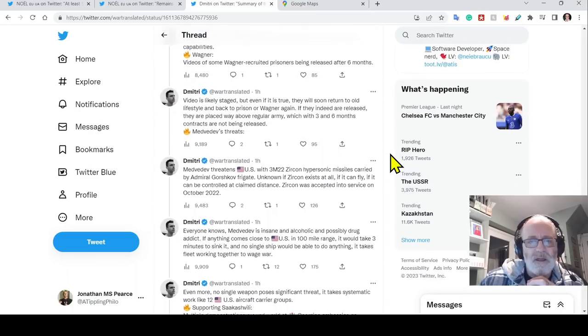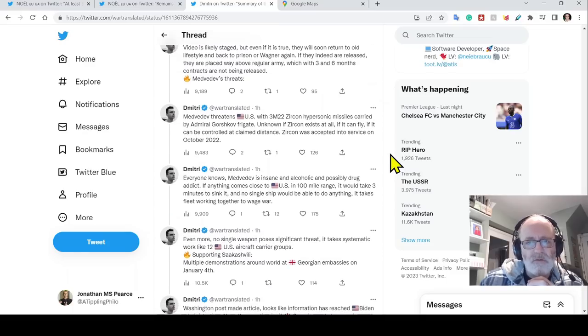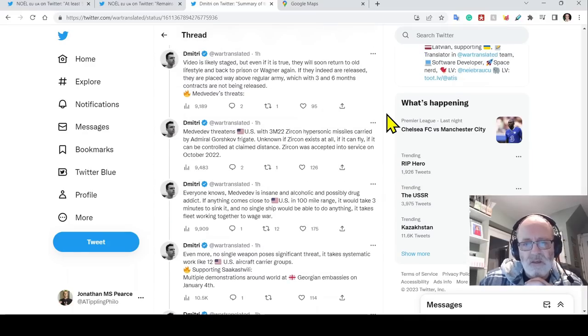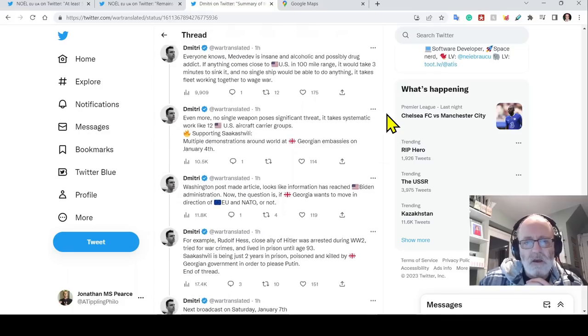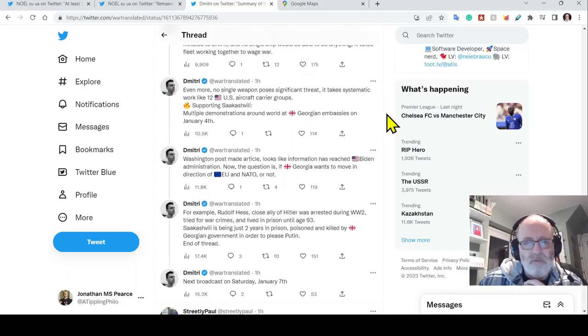There you go. It talks about Wagner releasing some of those convicts after 6 months of fighting on the front lines. Bit of a PR operation that.